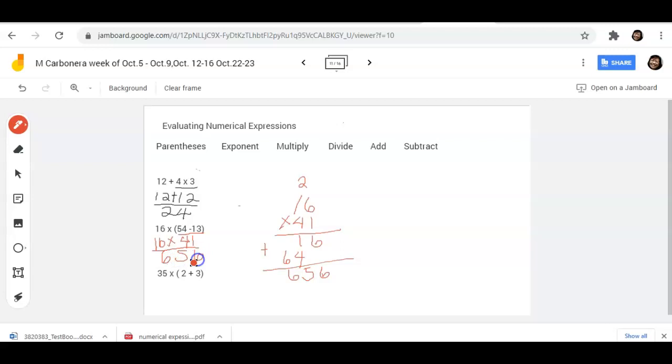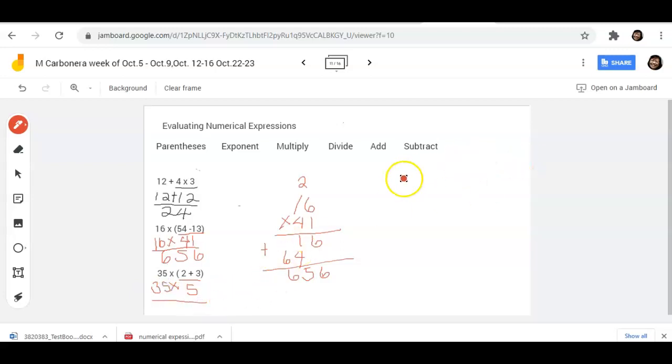Okay? I have here another example. The third example is 35 times open parenthesis 2 plus 3 close parenthesis. So ask yourself, do I see parenthesis? Yes. Therefore, you're going to solve what is inside the parenthesis. Okay? So I'm going to underline this. What is 2 plus 3? It is 5. Write your 5 below 2 plus 3. And the rest, you're going to bring it down. So bring down the times and bring down the 35. And now you are going to multiply, okay?